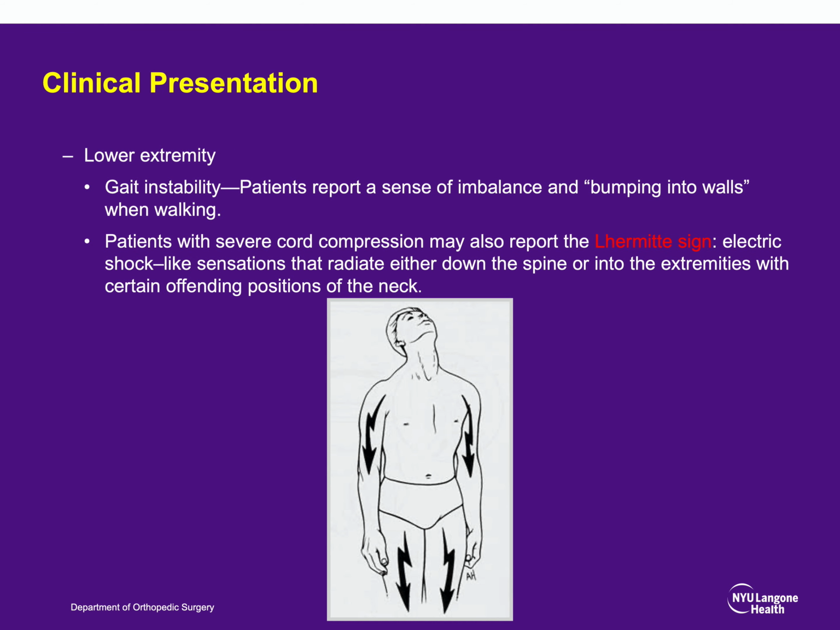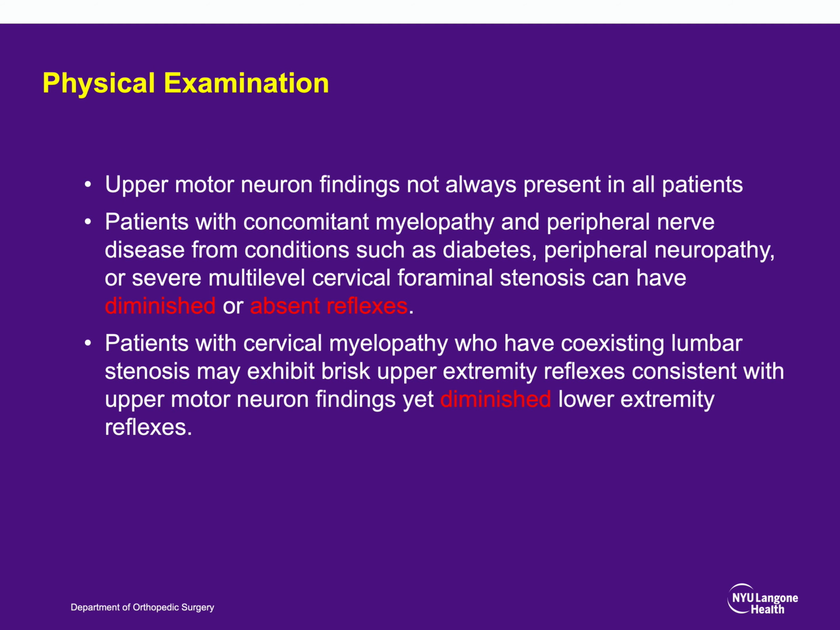In the lower extremities, they may complain of walking difficulties and gait instability. They report a sense of imbalance, and many times they'll tell you they keep bumping into walls when they're walking. They also complain of what are called Lhermitte's signs or phenomena, where they complain of an electric-like sensation that radiates down the body or the spine and the extremities with hyperextension or hyperflexion or repetitive flexion and extension of the neck.